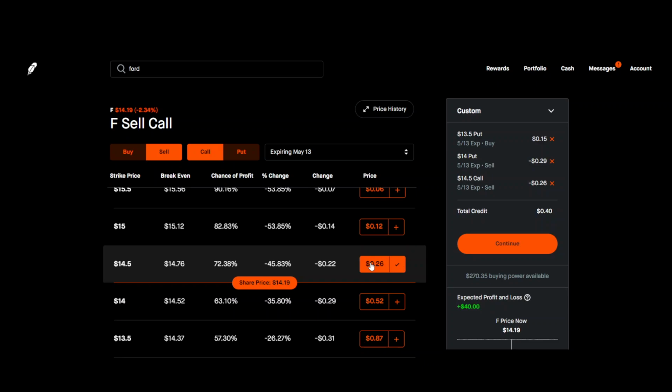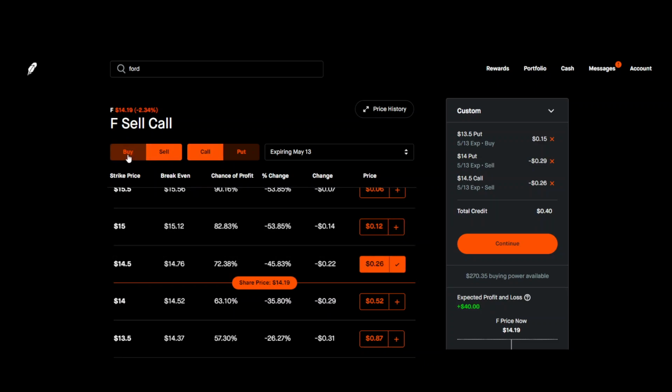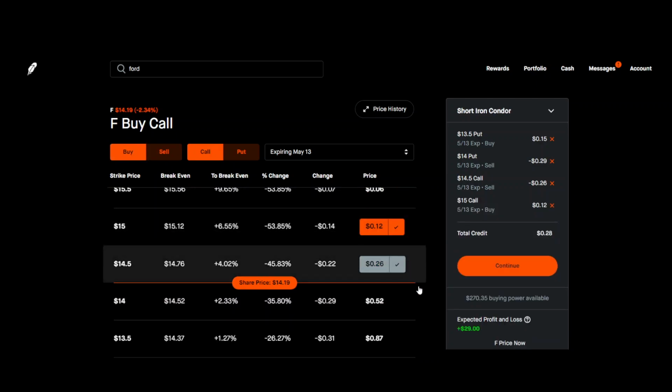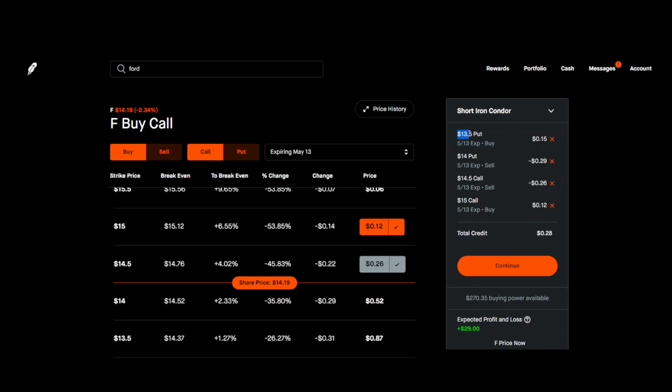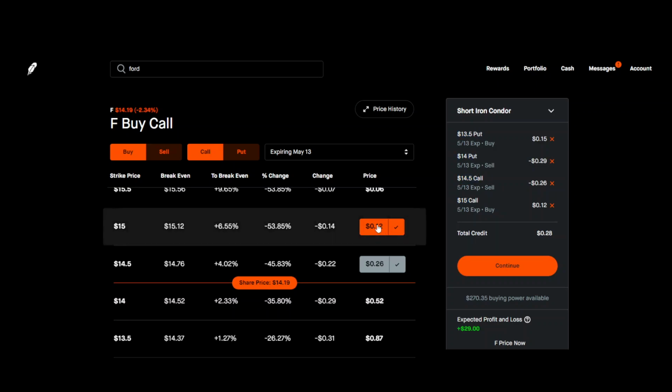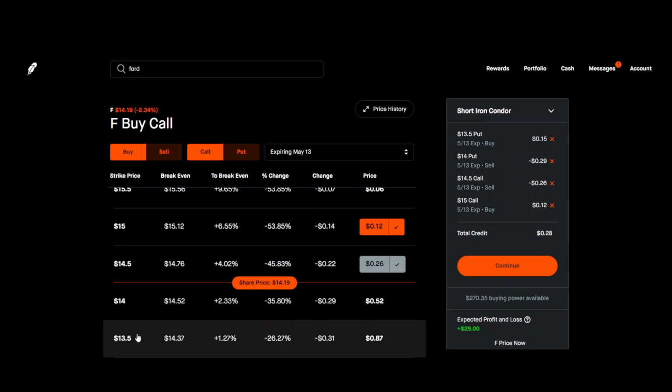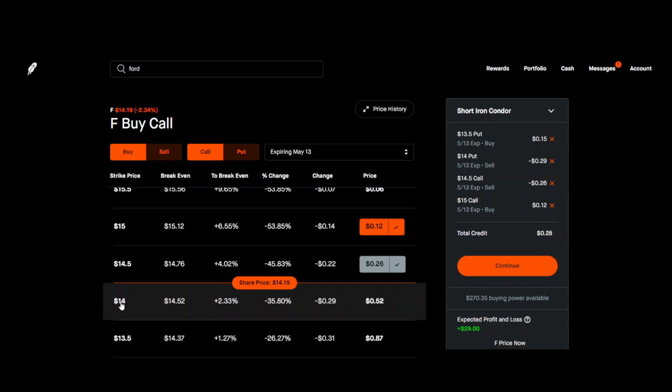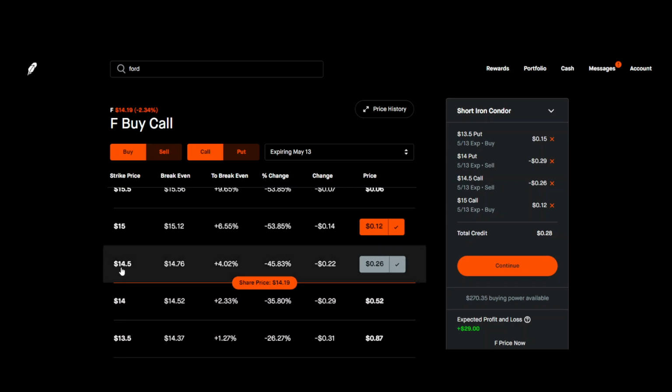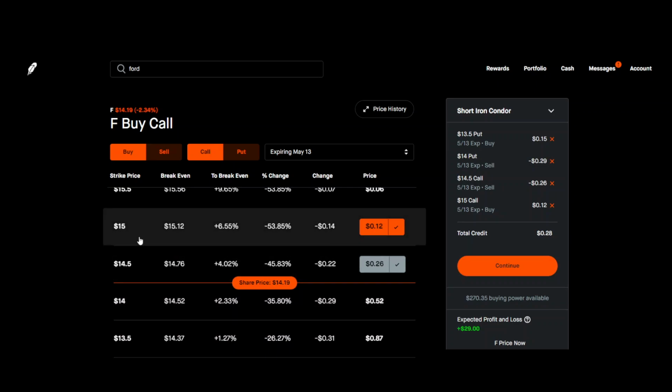And then the next step is we're going to buy a call. That's the last piece, and we're just going to go up one more time. So then we're going to buy the call right here. So if you look on this side, you can see the prices. So for example, 13.5, 14, 14.5, and 15. So to just run that over again, we bought the put at 13.5, we sold that put at 14, we sold the call at 14.5, we bought the call at 15.